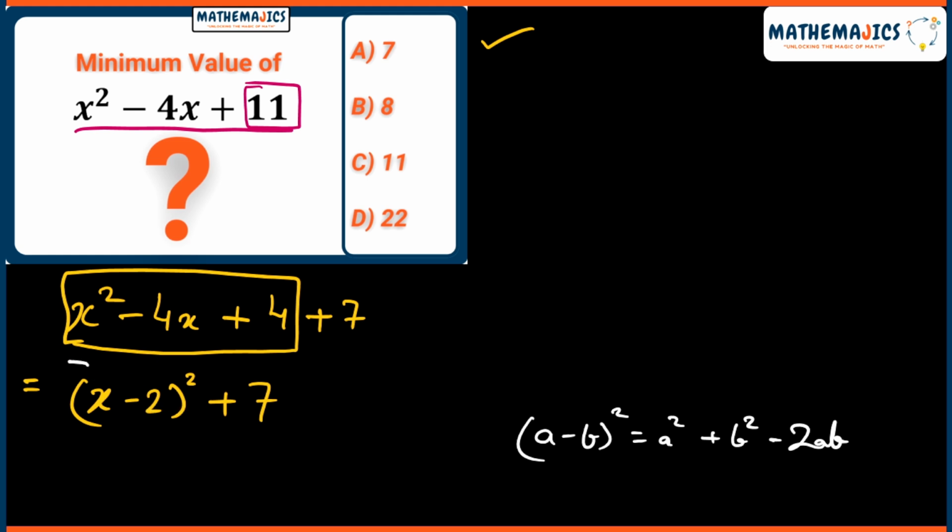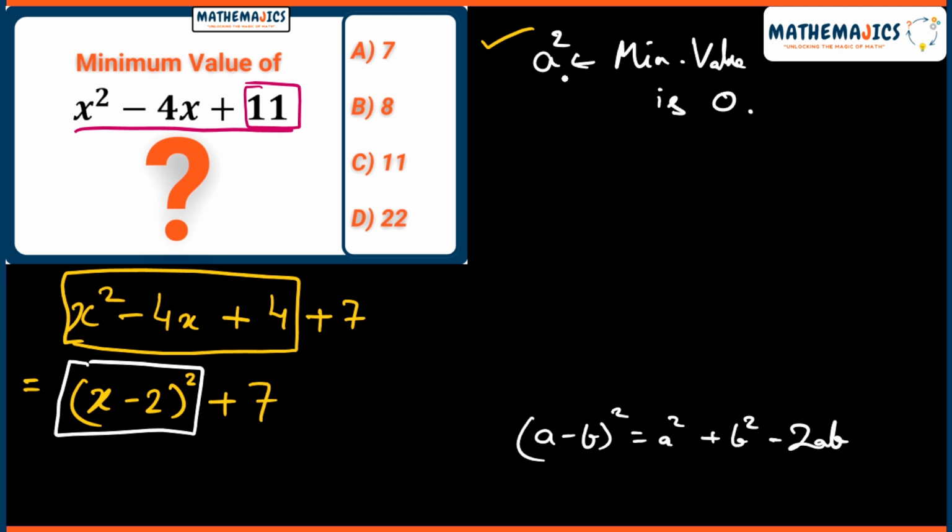Now look at this part, specifically this part, okay? If you have, let's say, a square, what will be the minimum value of this a square? The minimum value is 0. Yes. Why? Because if you place any negative number also at place of a, you will get a positive number because of the square. Yes. The minimum value that you can get is 0.